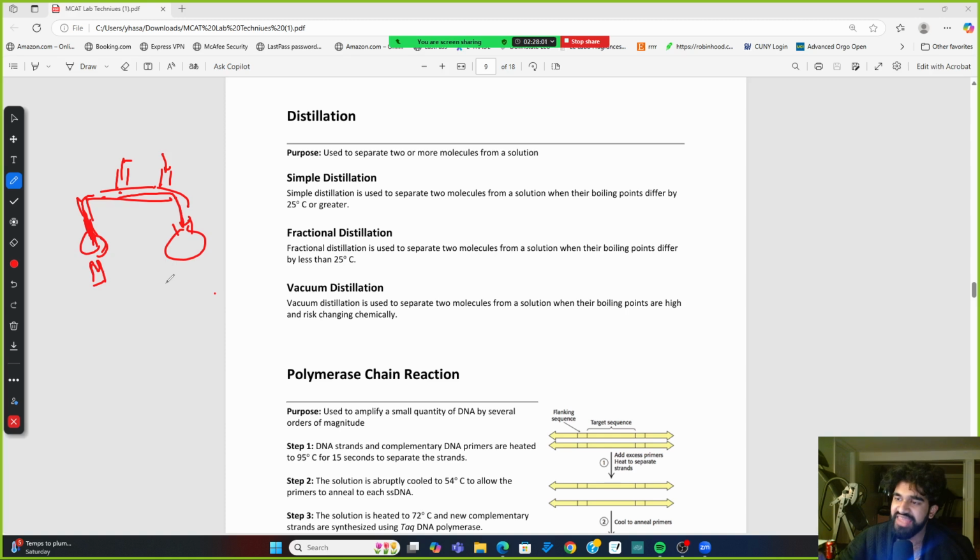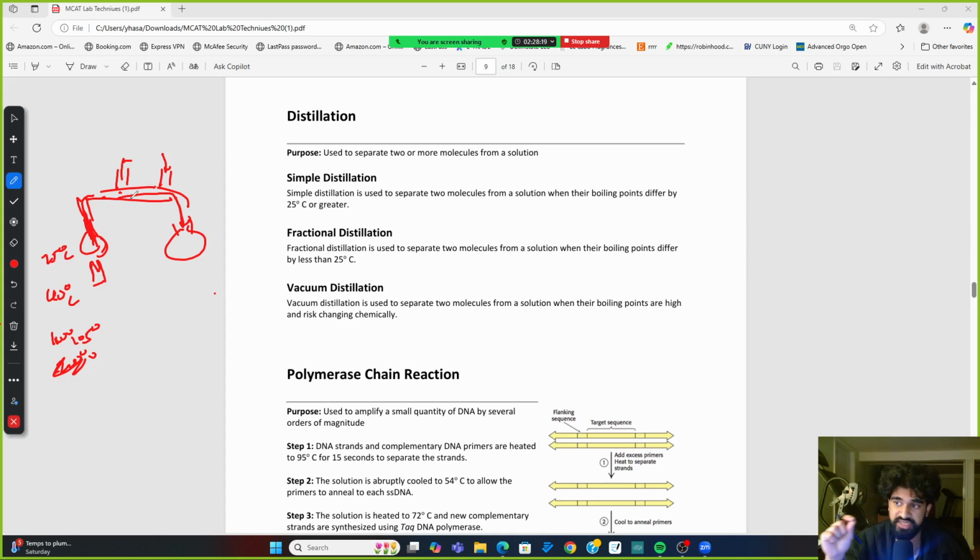And the way that this works is that you have a mixture of solutions. One of them boils at 25 degrees Celsius. One of them boils at 40 degrees Celsius. One of them boils at 110 degrees Celsius. One of them boils at 200 degrees. One of them boils at 105 degrees Celsius. So as this solution comes up to that temperature, things are going to start coming out.